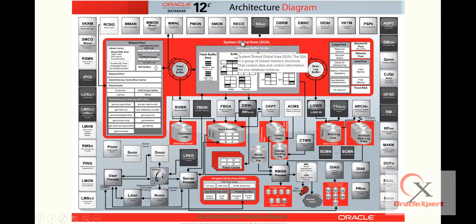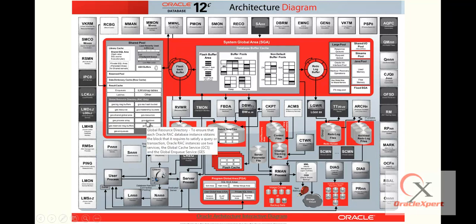You have RSMn, which is a remote slave monitor. This background process manages the creation of slave processes and the communication with their coordinators and peers. These background slave processes perform tasks on behalf of a coordinating process running in another cluster instance. Again, this is a RAC specific process.